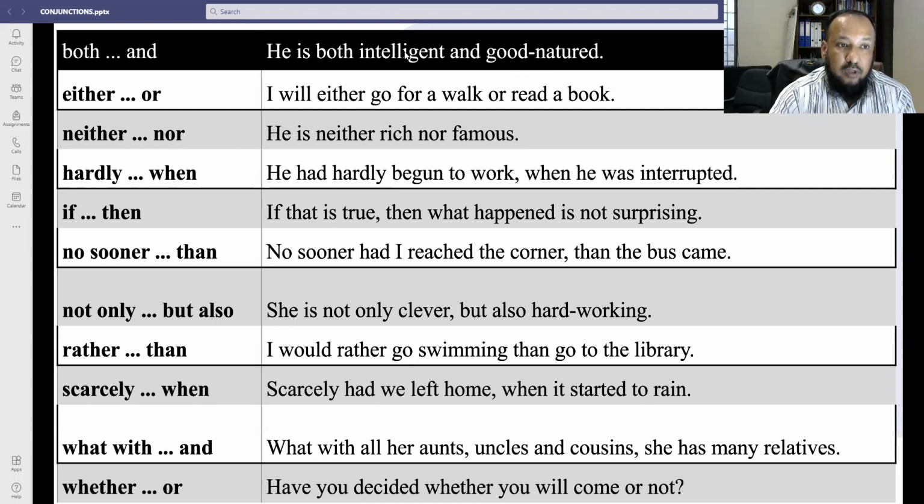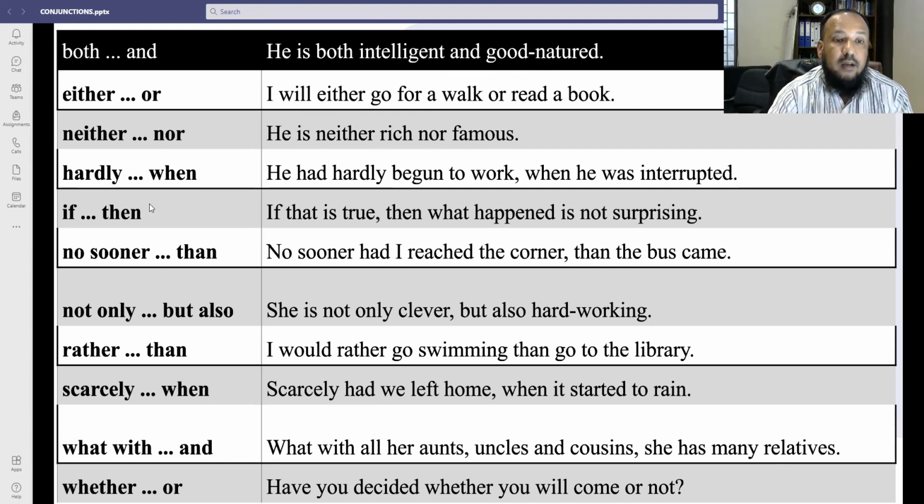Both and, इनको यहाँ पर यूज किया गया है. Either or, I will either go for a walk or read a book. या तो मैं बुक पढ़ूंगा या मैं वॉक के लिए जाऊंगा. Neither nor, he is neither rich nor famous. ना ये अमीर है ना मशहूर है.